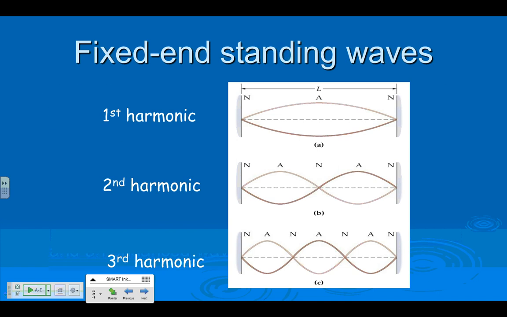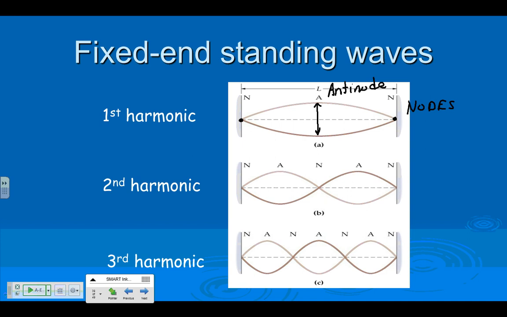For a fixed end string, so when a string is tied down at both ends, it has a node at both ends. And these fixed positions here are called nodes. The larger positions here are represented by the A. The maximum amplitude is called the antinode. Now, one wave consists of two antinodes. So this is the first harmonic. It's the first standing wave pattern which will occur when the two ends are fixed down.